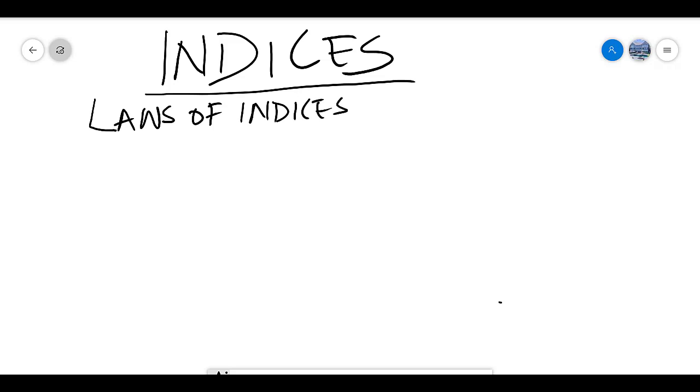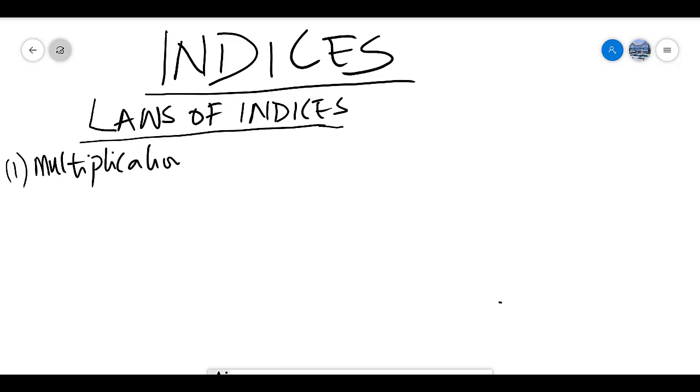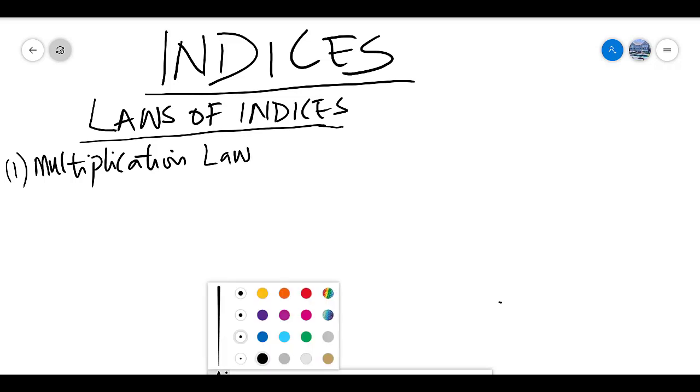There are laws that guide the operations of indices, and they are not difficult to understand. So we'll be exploring them in this class. So the first law is the law that involves multiplication of powers. We call it the multiplication law. Okay. Now, what does this law state?